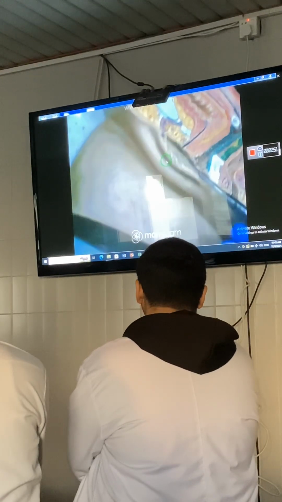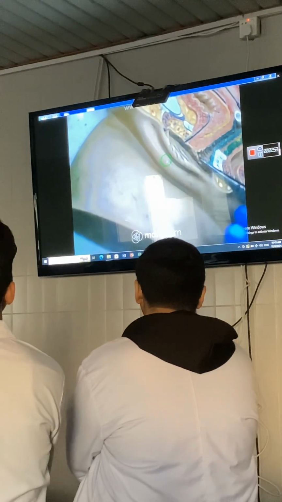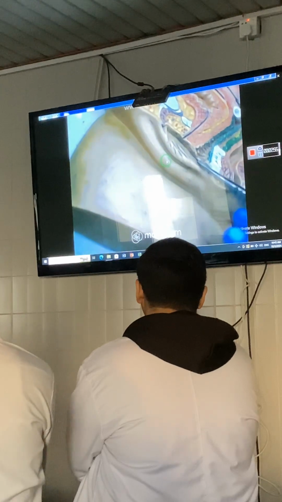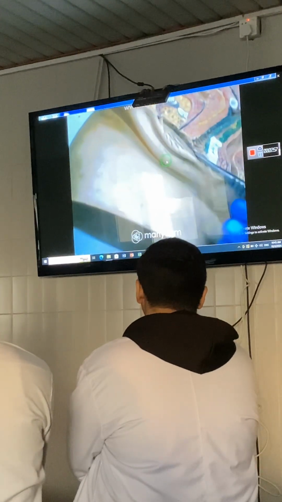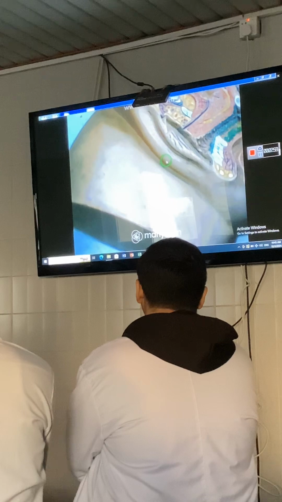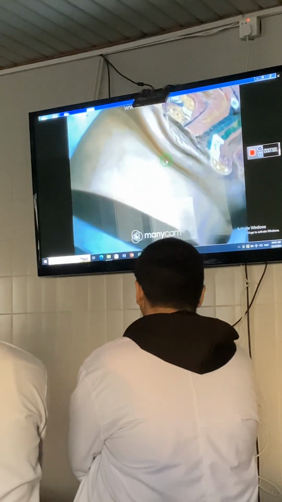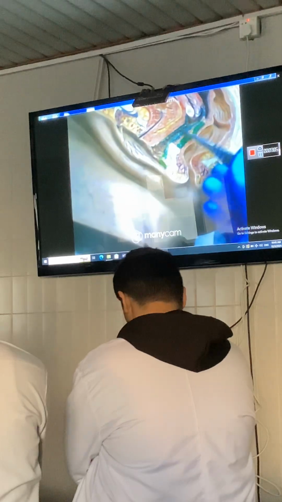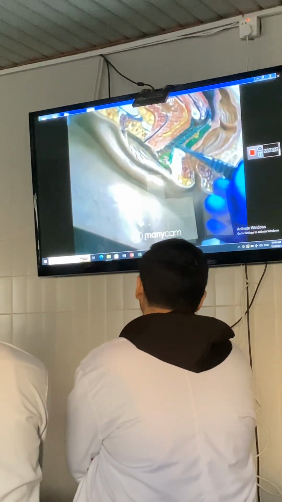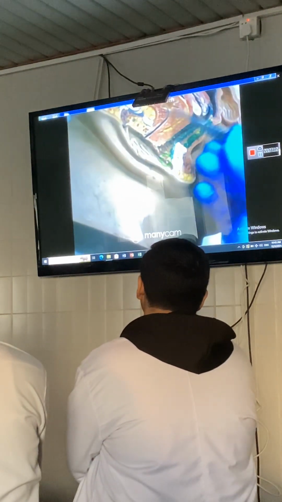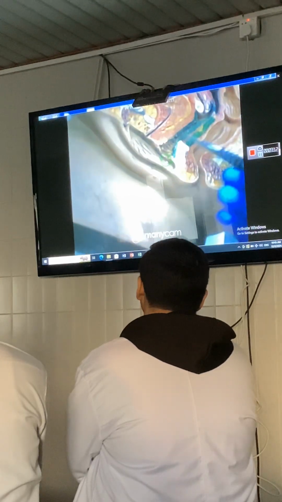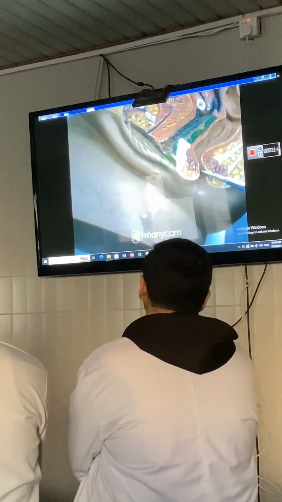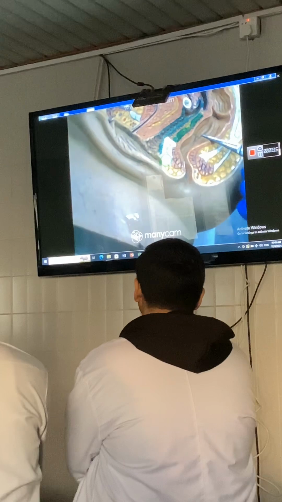So, going back to the vagina, it extends from the vestibule of the vagina upward and backward to the cervix of the uterus. This is the cervix of the uterus. The vagina is related anteriorly to the urethra and urinary bladder, while posteriorly it is related to the anus and to the lower part of the rectum.